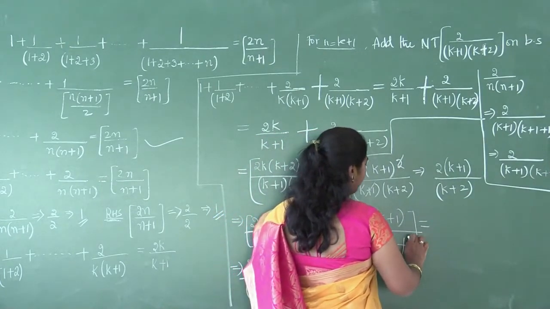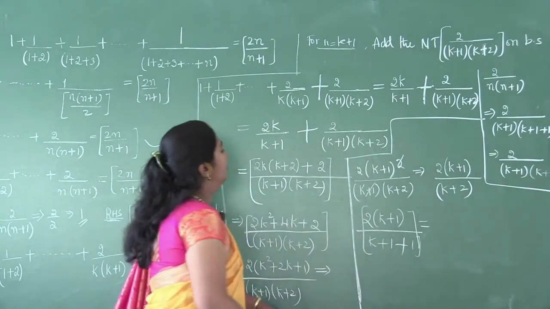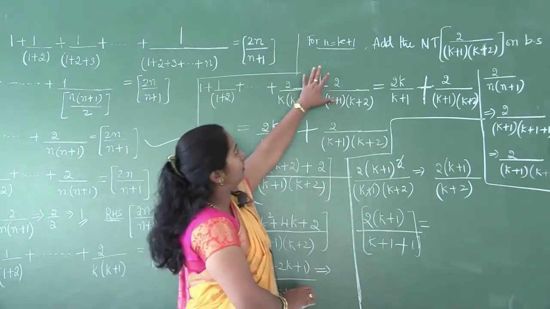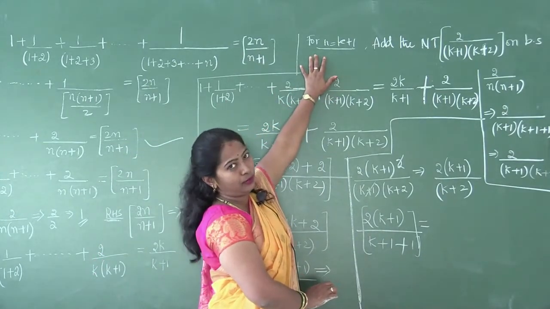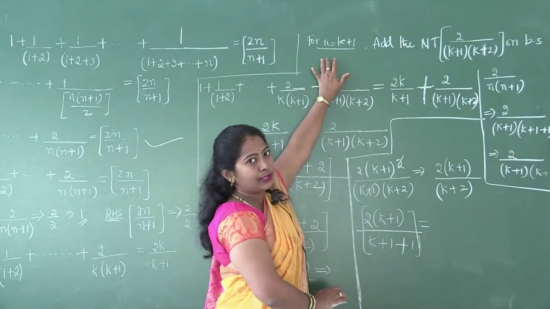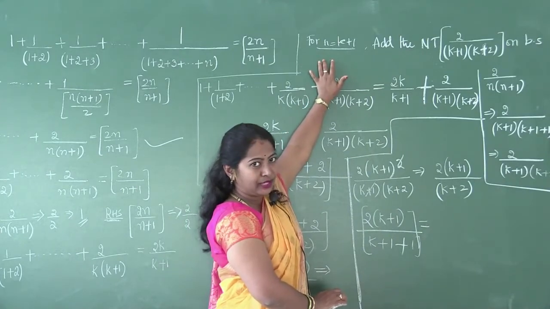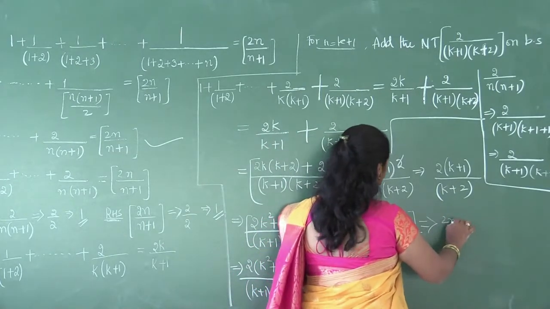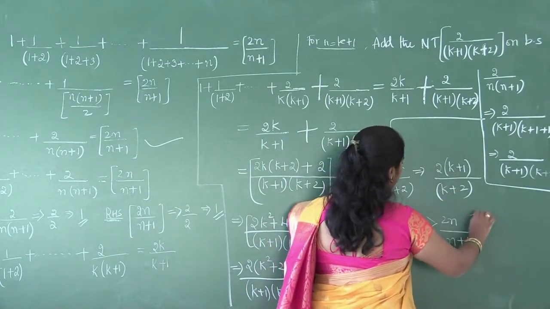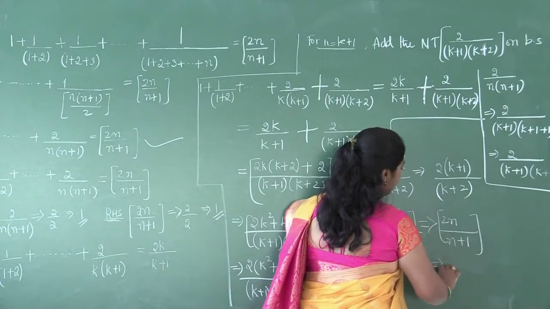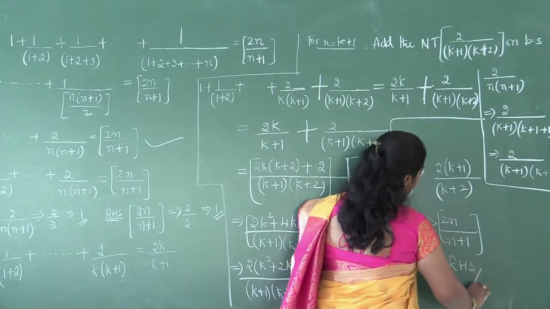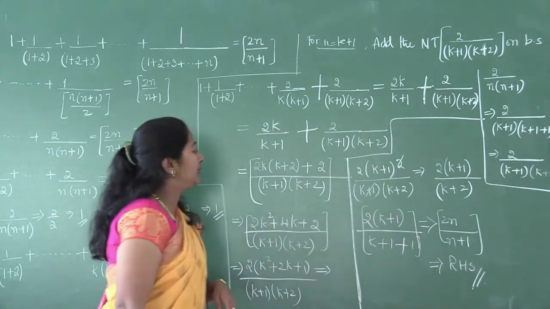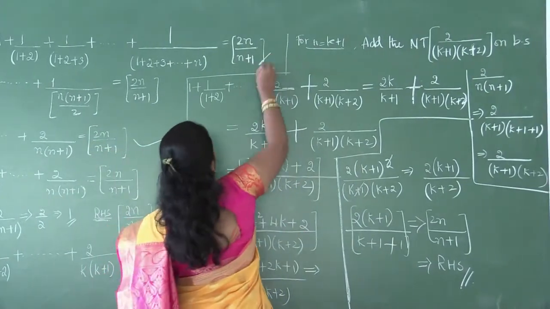So according to the assumption, what is n equal to here? We are proving the given statement is true for n equal to k plus 1. So what is k plus 1 equal to? N. In place of k plus 1, what do I write here? N. So this can be written as 2n divided by n plus 1, which is equal to RHS.